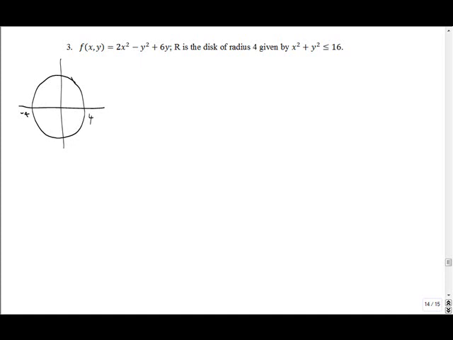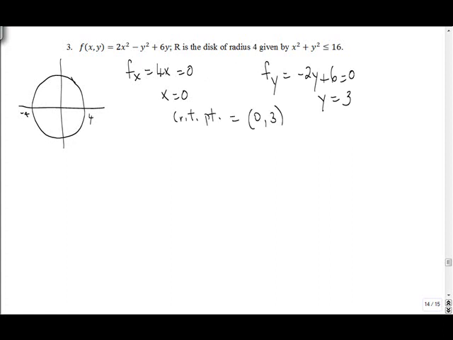Let's find the interior. We have no choice. We have to do the first partial. So let's do that. f_x is 4x. Put it equal to 0. x is 0. f_y is minus 2y plus 6. Put it equal to 0. y is 3. So the critical point in the interior is 0, 3. We good here? Boundary.